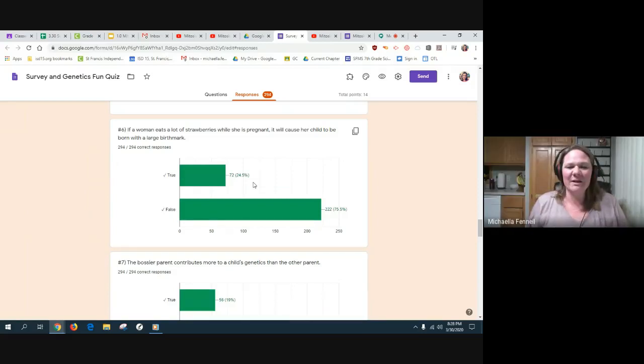You know, my grandma always said if the mother drank coffee, then the child would have a birthmark. But certainly things the mother eats or drinks, like alcohol, could affect the baby, but strawberries don't cause birthmarks.